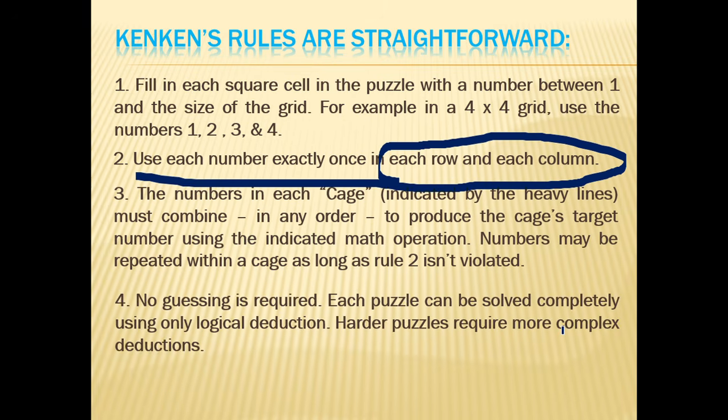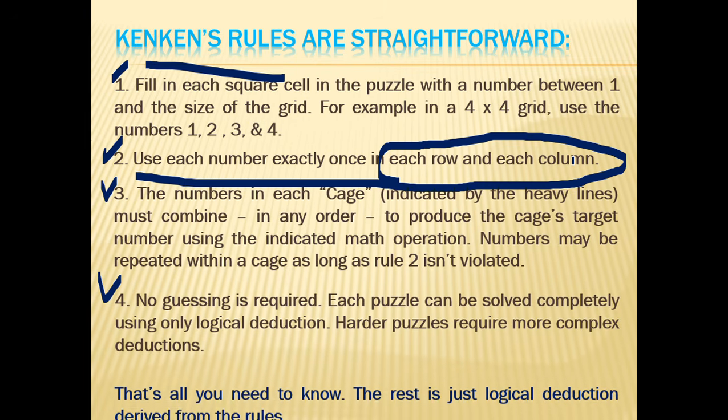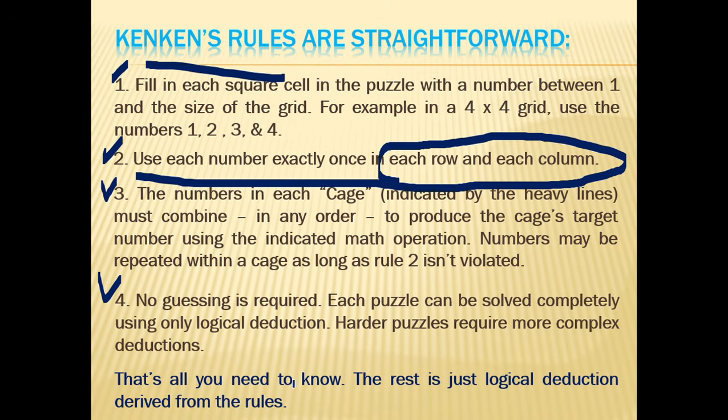Okay, number 4, no guessing is required, because guessing is hard, right? Each puzzle can be solved completely using only logical deduction. Harder puzzles require more complex deductions. So, these are the four rules. You just need to understand them. Once you understand them, KenKen's rules become easy. That's all you need to know. The rest is just logical deduction derived from the rules.